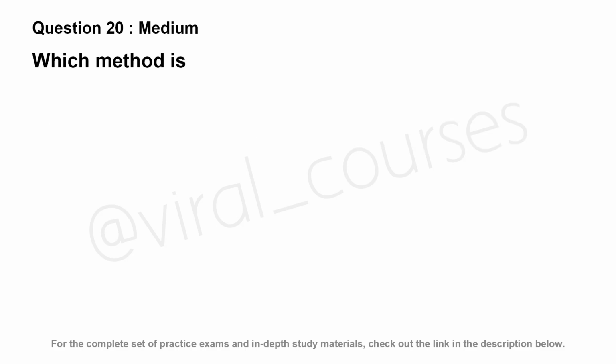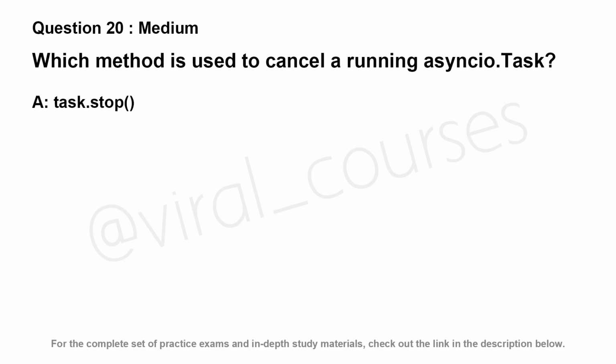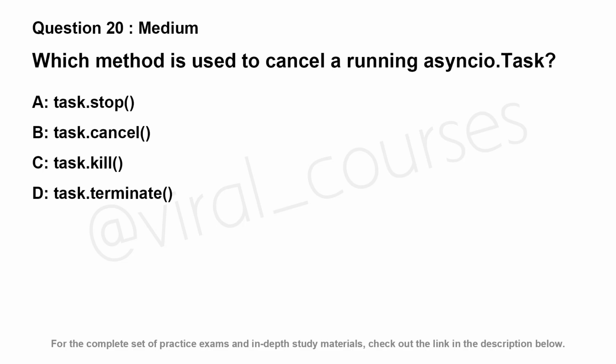Which method is used to cancel a running asyncio task? Option A. task.stop. Option B. task.cancel. Option C. task.kill. Option D. task.terminate.